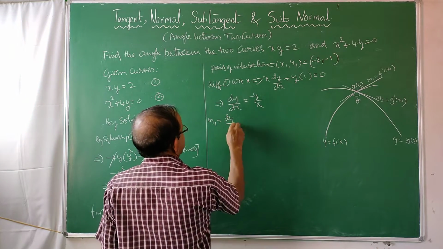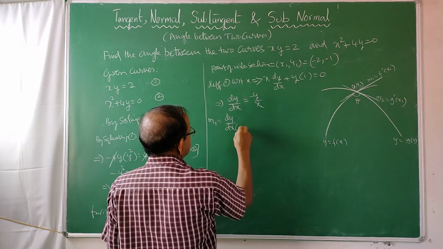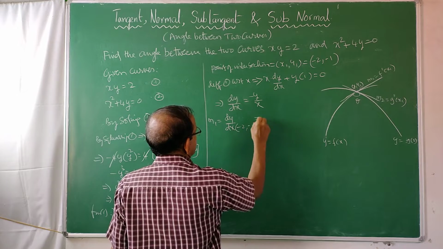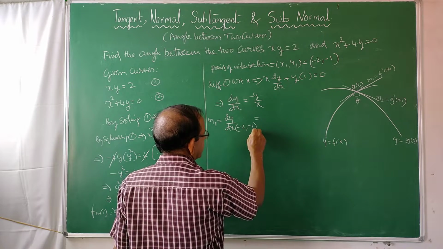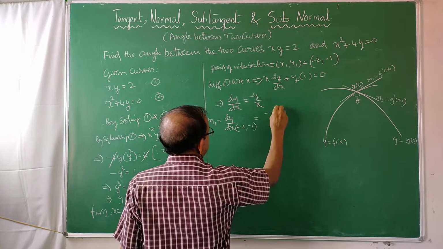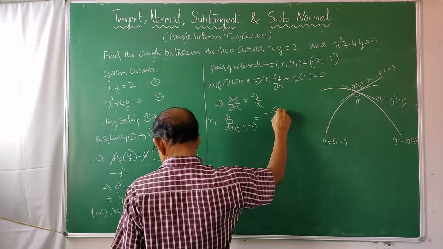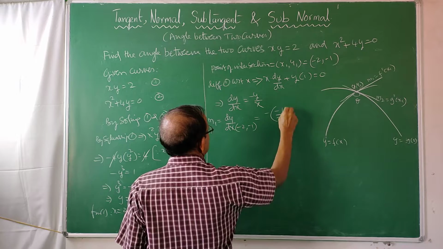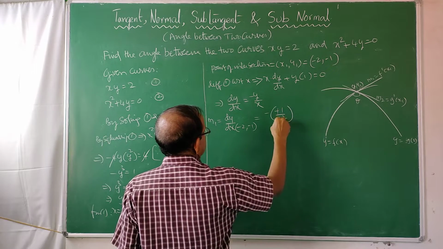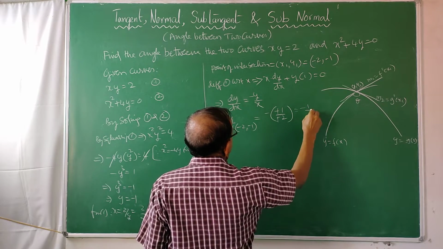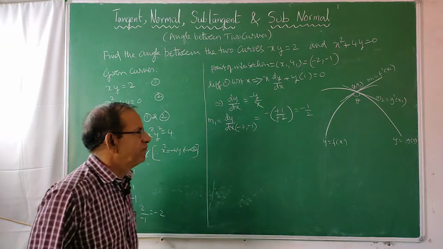m1 is equal to dy by dx at the point minus 2 comma minus 1. Put x is equal to minus 2 and y is equal to minus 1. Minus of y by x is minus of minus 1 by minus 2. But minus and minus are cancelled, still it is minus 1 by 2.